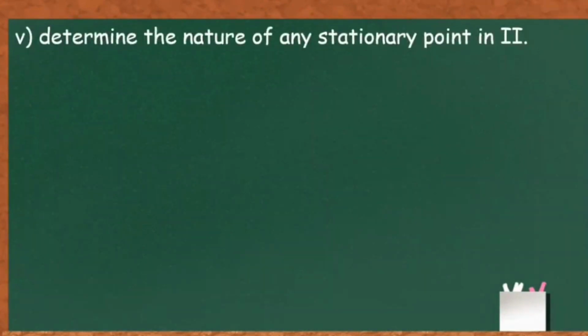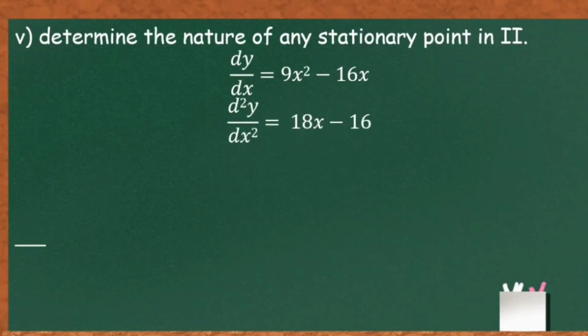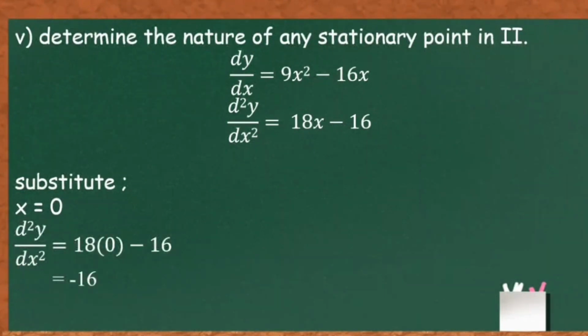Okay, now let's take a look at question number 5. Question number 5 needs us to determine the nature of any stationary point in question number 2. So to determine the nature of any stationary point in question number 2, first we need to use the dy dx to find the second degree of differentiation. So we will get the second degree of differentiation is 18x minus 16. So we substitute the value x equals to 0 into the second degree differentiation. So when x is equal to 0, 18 times 0 minus 16, so equals to negative 16.